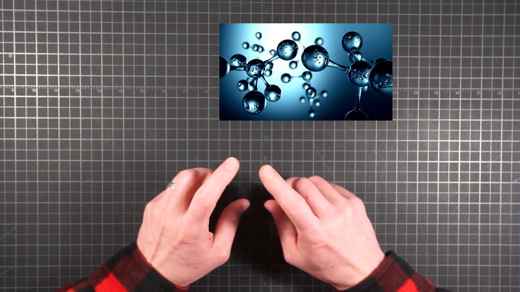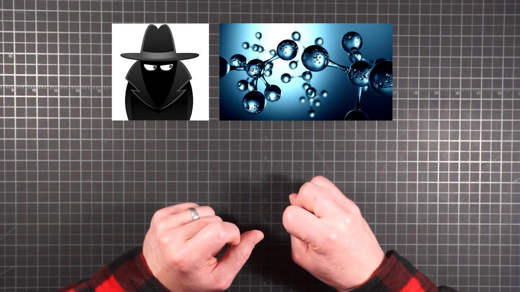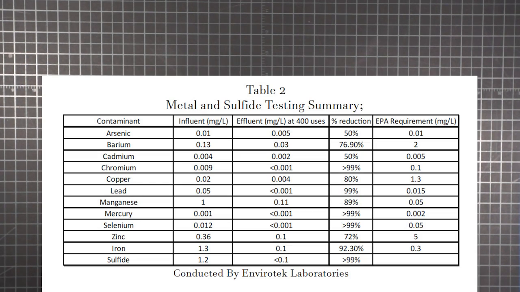For the various molecular trespassers that might be in your water, they give you the following tables. Table 2 shows results for metals and sulfides, including stuff like arsenic, lead, and mercury. You get the influent or dirty water concentration, the effluent or filtered water concentration, and then they compute the percent reduction and list the EPA requirement.